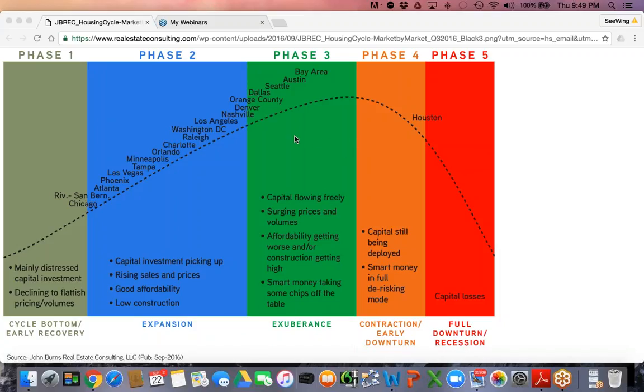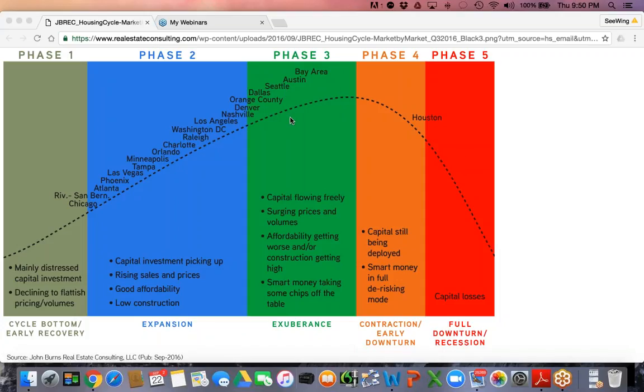And phase three, look at the cities in phase three: Orange County, Southern California; Dallas, Texas; Seattle, Washington; Austin, Texas; and the Bay Area, where most of my members of the Real Estate Network are located, in the San Francisco, Northern California Bay Area. So before I go over my thoughts around the Bay Area, let's go through some of these other markets. Seattle is a high-tech boom as well, but the prices are very high.